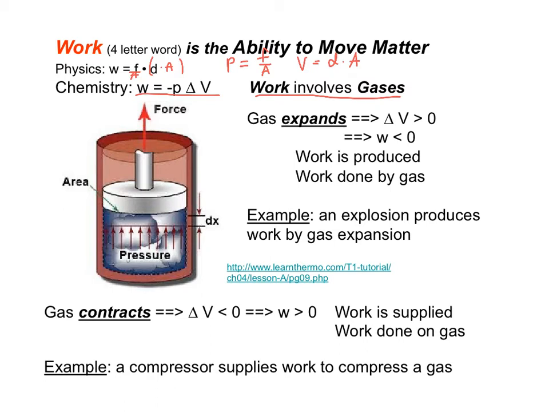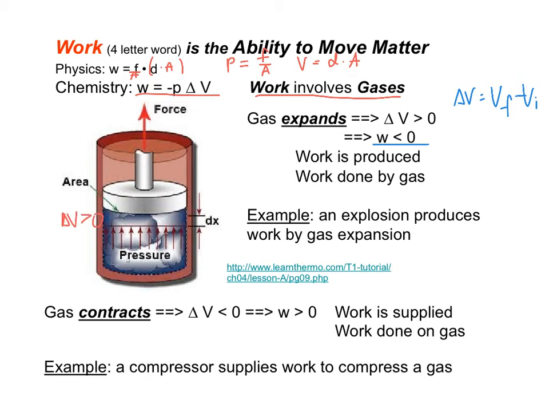When a gas expands, the final volume is greater than the initial volume. That means delta V is greater than 0, which means work is going to be less than 0. When work is less than 0, that means work is produced, that is, work is done by the gas on something else. For example, the exothermic combustion reaction causes the gas to expand and do work on the car piston.